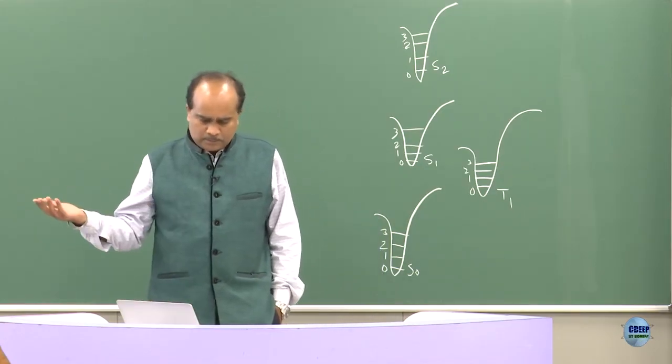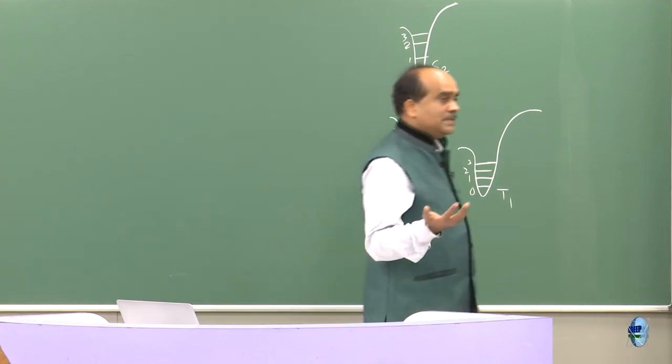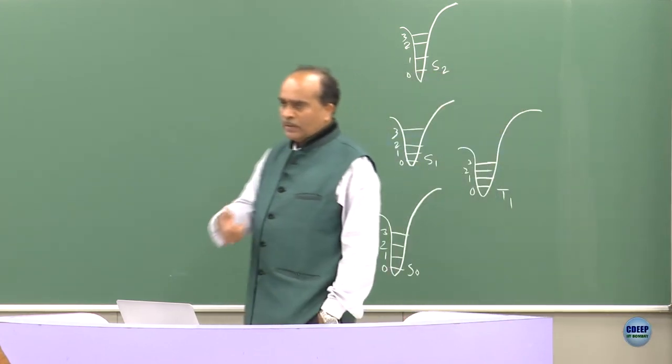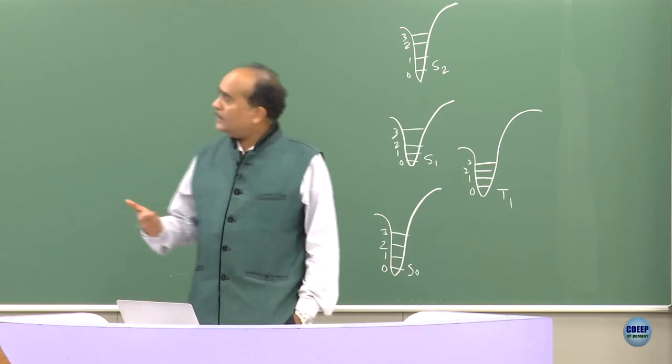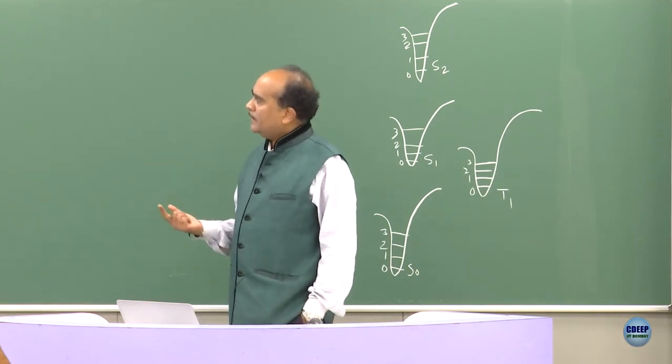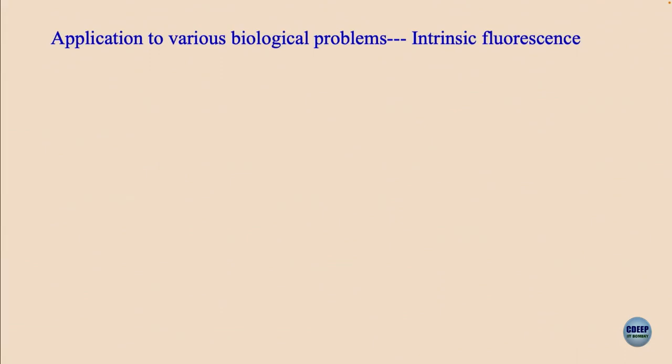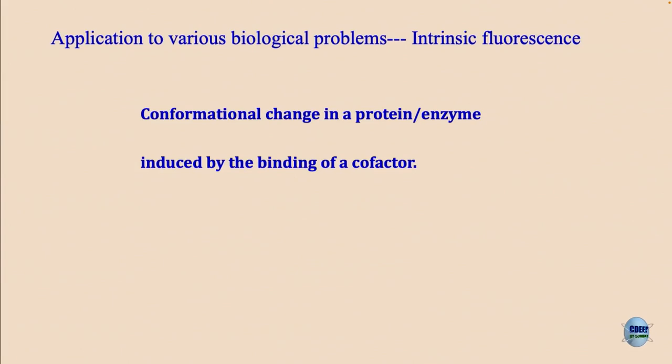So now where can we use this property of intrinsic fluorophores, what all can we use it for? One we already discussed for KD determination, right? Applications of these intrinsic fluorophores: one is that you can understand the conformational change in protein and enzyme, right? Or whatever binding is happening because of a cofactor or something, any conformational change you can study in protein and peptide. How can we use this intrinsic fluorophore idea to understand the conformational change?